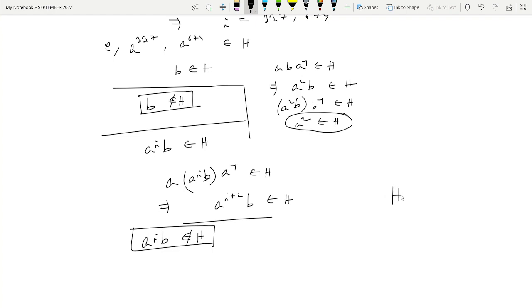So this H may be at most a subgroup of order 3. So the order of H is 6, which is a contradiction, since H cannot contain more than 3 elements. At most 3 elements can be in H. So this is a contradiction.